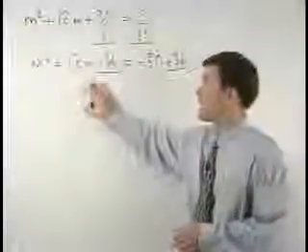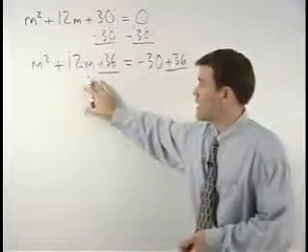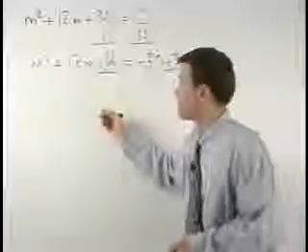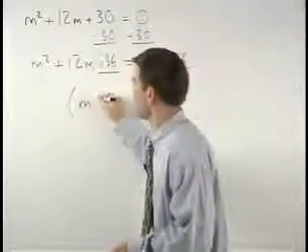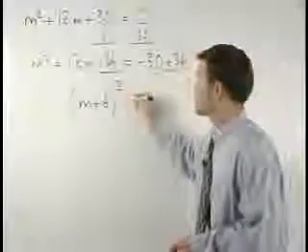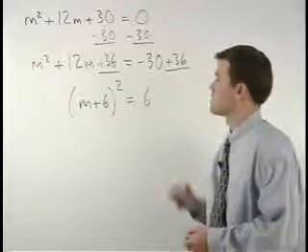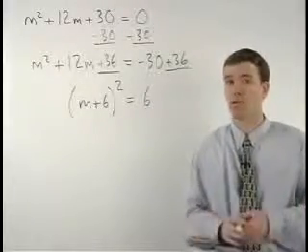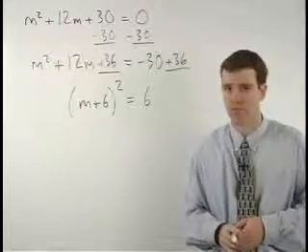Notice that the left side now factors as m plus 6 times m plus 6, or m plus 6 squared. The right side simplifies to 6. And now our problem looks just like one of the examples in the previous section.